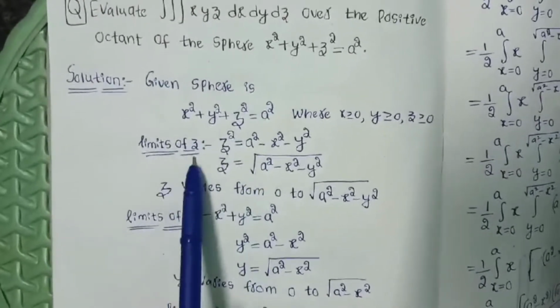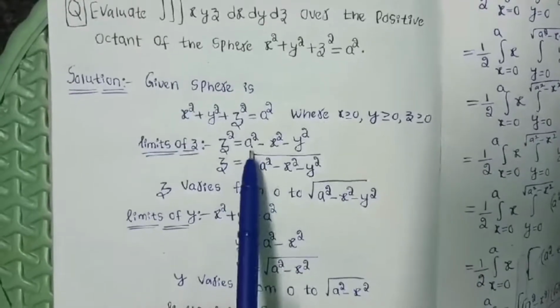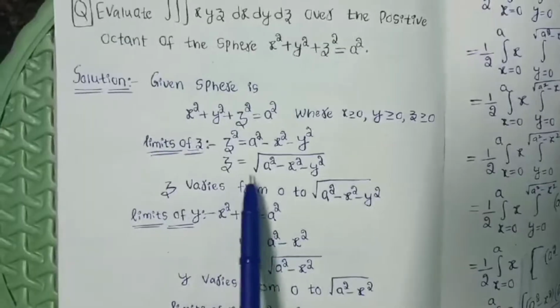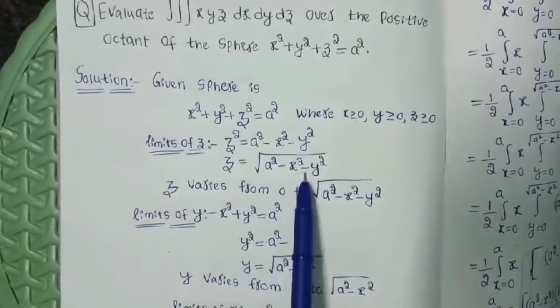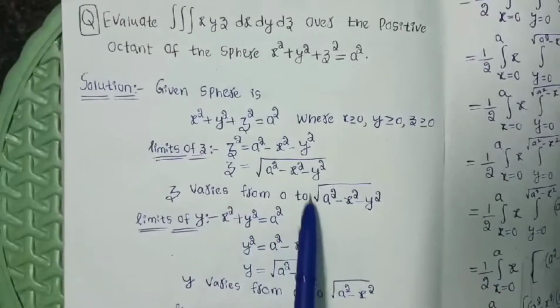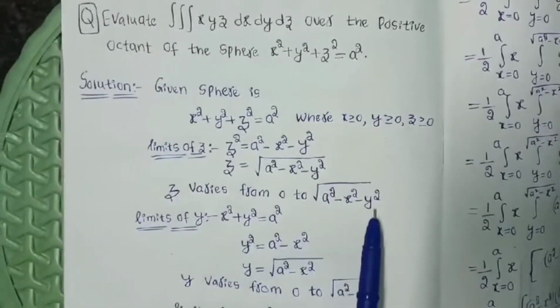The limits of z will be z square is equal to a square minus x square minus y square. Then z will become z is equal to root of a square minus x square minus y square. So the limit of z varies from 0 to root of a square minus x square minus y square.